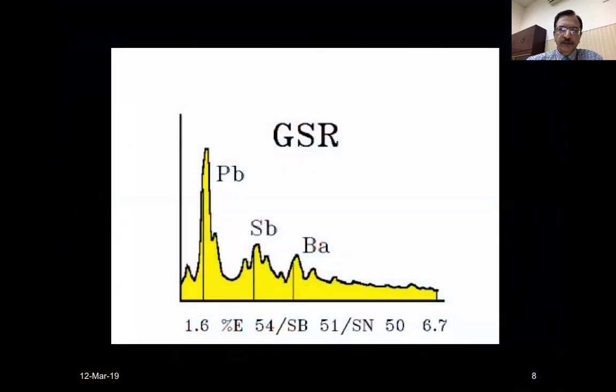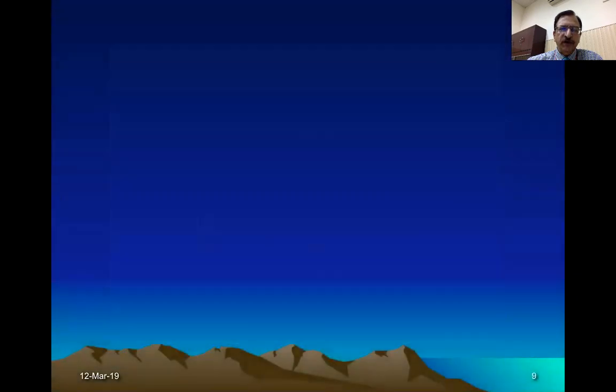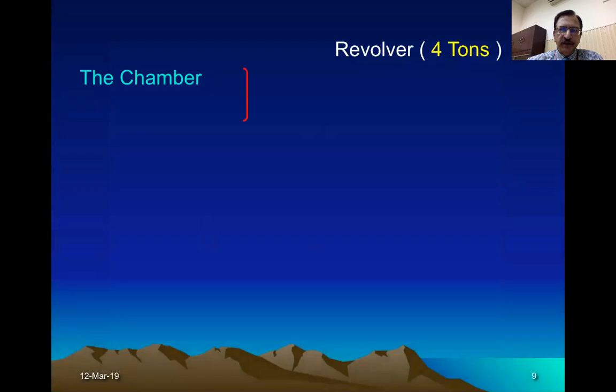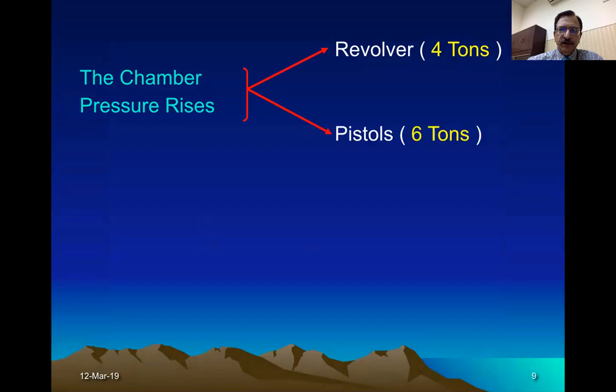This is a diagram showing a graph that a tremendous amount of pressure is generated and increased, and then it falls down after the exit of the bullet. So this is the amount of energy produced in the chamber. You can see the amount of pressure which has been generated within the weapons. In revolvers, it is almost 4 tons. In pistols, it is 6 tons. In rifles, it is about 20 tons.